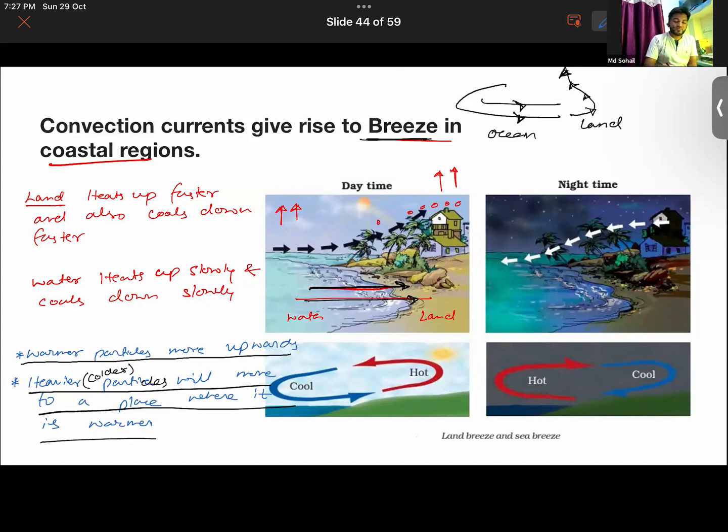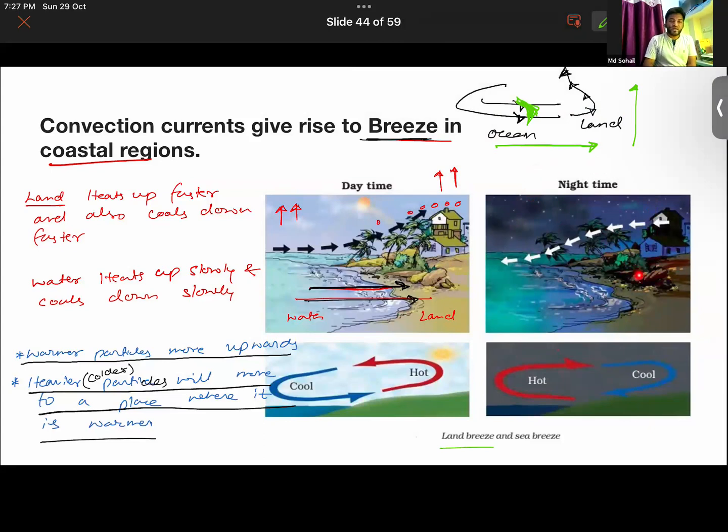So this process will continue throughout the day. The air molecules will be traveling from the ocean towards the land side and then will again start to rise up because the land is hotter over here. So that has been called as land breeze. And then just the opposite happens during the night time.